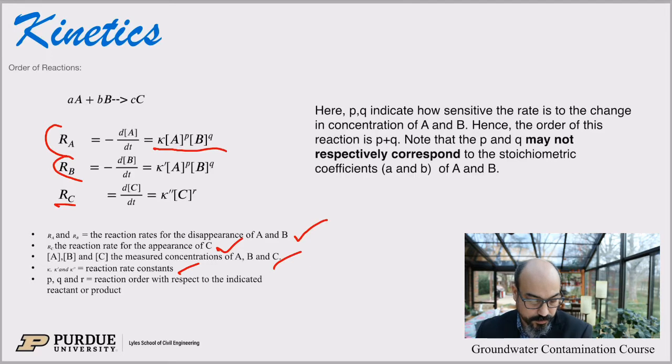Again, these are just rate constants that go in front, and P, Q, R are the reaction orders with respect to a compound, right? To the indicated reactant or product, whatever that compound is. So again, remember that reaction order is with regard to one of the compounds.